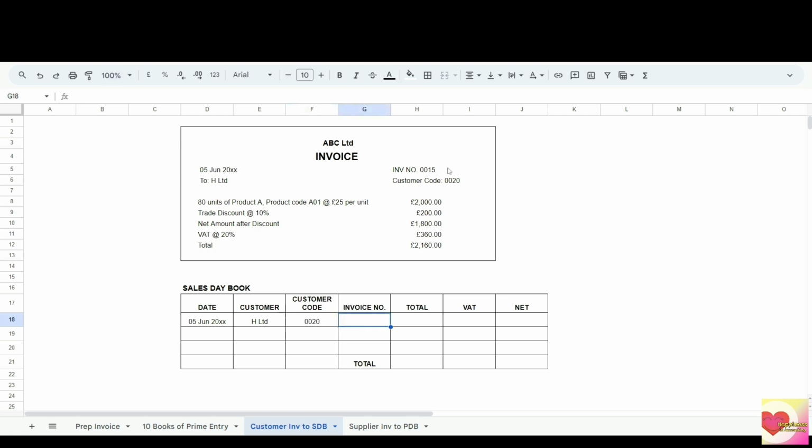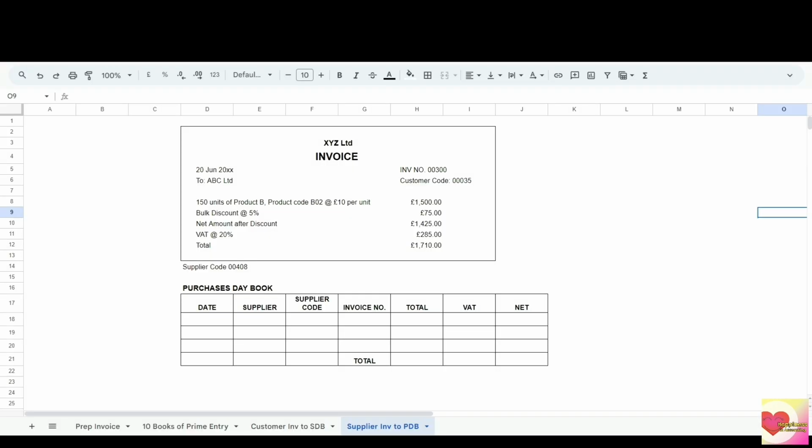Then the invoice number, then the total amount, which is the sum of the net amount plus VAT. Then the VAT amount and the net amount.